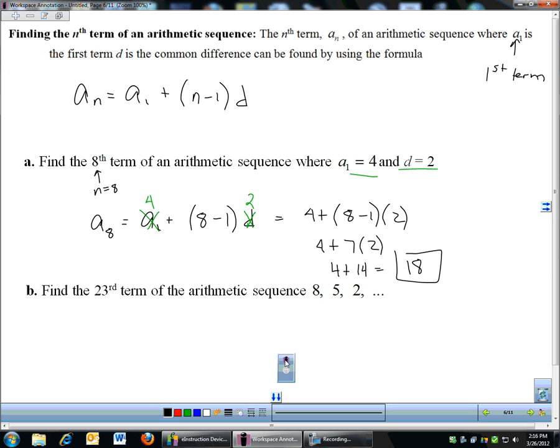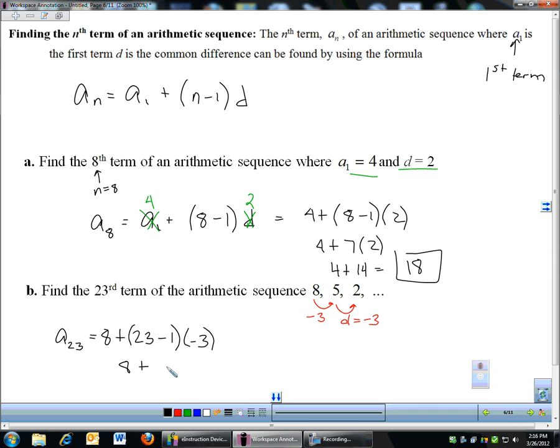The 23rd term of an arithmetic sequence. And this one, notice I didn't explicitly give you the first term and the difference. I gave you the first term, and then I wrote out some terms. We have to use our high math skills to figure out that I'm subtracting 3 each time. So there's my difference. D is negative 3. And I'm going to use that exact same formula. My 23rd term, a sub 23, is my first term, a sub 1, which is 8, plus, I'm looking for the 23rd term, so 23 minus 1 times the difference, which is negative 3. And then we'll simply work that out.